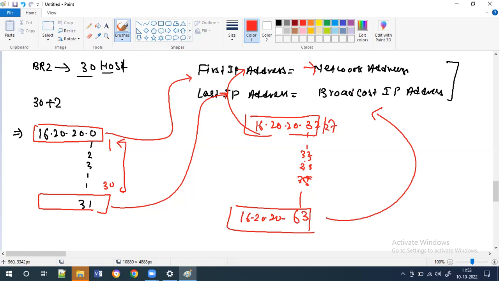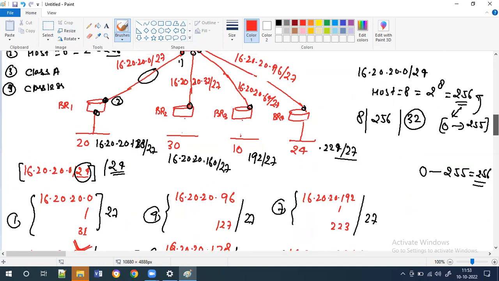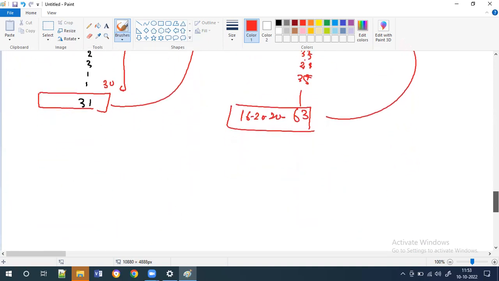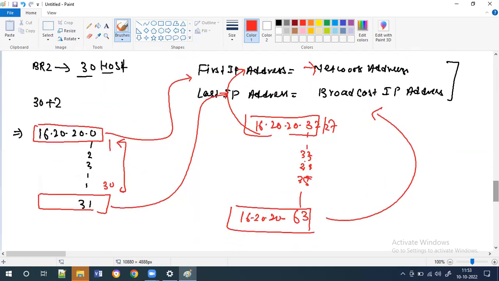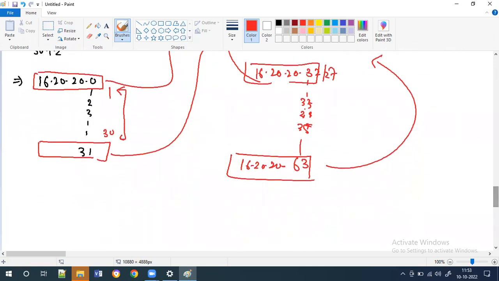Another scenario: if you go with the lower number, let's suppose in our example the lower number is 10, which is at branch 3. At branch 3, I have 10. If you go with the lower number, what is the solution for that? We can add +2. Why are we adding? Because the first IP address is the network address and the last is the broadcast IP address, and these two IP addresses cannot be assigned, right?